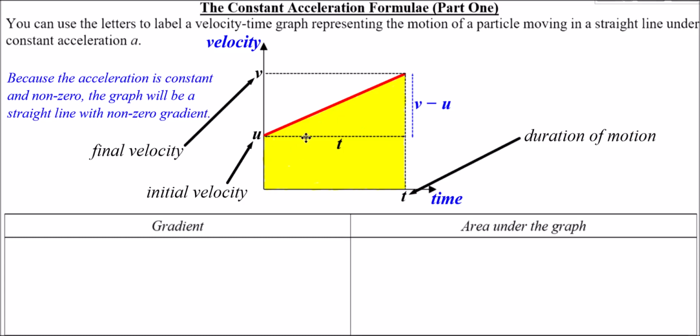So the gradient of a VT graph tells us the change in velocity divided by time, which is the rate of change of velocity, which is the acceleration. And so the gradient, when we work it out, that's going to be telling us the acceleration. The gradient of any velocity time graph tells us the acceleration. Meanwhile, like I mentioned before, the area under the graph, that's going to be telling us the displacement.